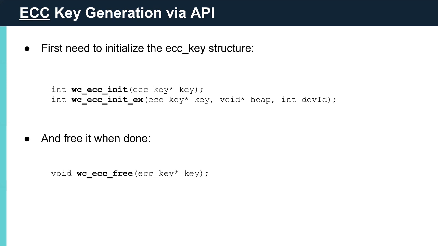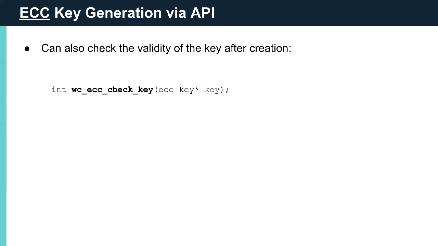So you'd first need to initialize your ECC key structure. Again, a reminder, make sure you free the structure at the end of your use to avoid memory leaks in your application. If you want to check the ECC key structure to make sure it generated correctly, this will do various checks mathematically and just some basic checks on the structure. You can call the wc_ecc_check_key API after your key generation.